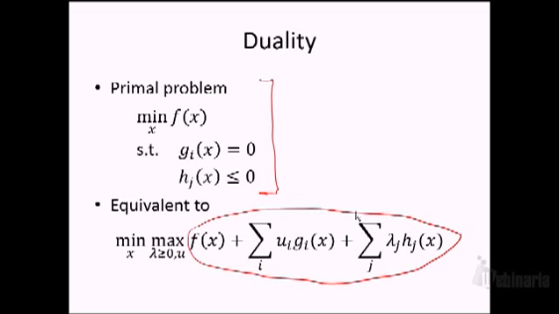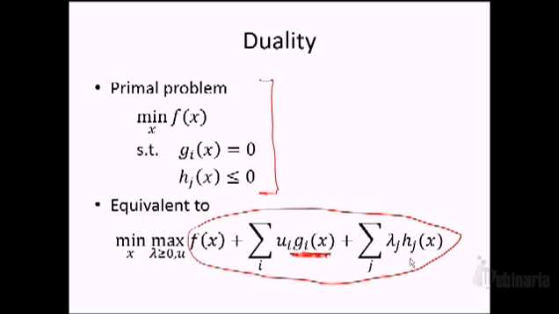To see why these two problems are equivalent, consider the case where x violates an equality constraint. That means for some i, gi of x is not equal to 0. Then you can choose ui to be arbitrarily large, positive or negative depending on the sign of gi of x, and make the Lagrangian grow up indefinitely. And that means the solution to this maximization will be infinity.